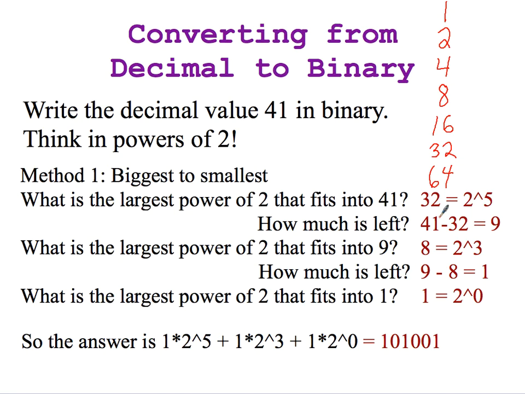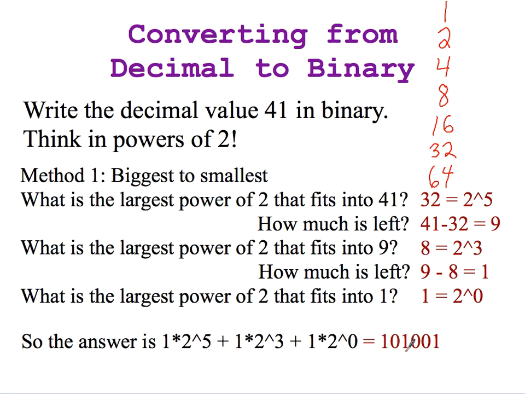How much is left when we take 32 off? Well, we have 9 left that we have to account for. What's the next power of 2 that fits into 9? Well, 32 is too big, 16 is too big, 8. 8 fits into 9 one time, and so we put a 0 for the 16's place. So remember, this was the 32's place. This is the 16's place. There were no 16's. This is the 8's place. There's an 8.